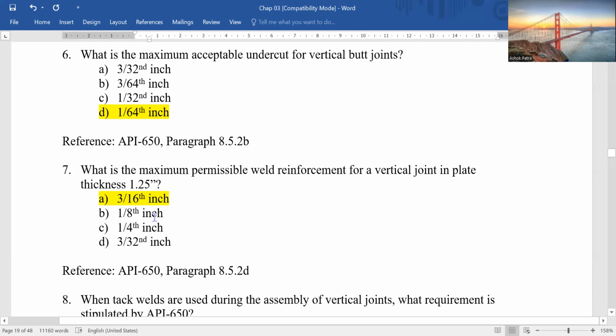Vertical butt joints. What is the maximum permissible weld reinforcement for a vertical joint in a plate thickness of 1.25? Here you have to see the thickness. So you will find 3/16 inch. There is paragraph 8.5.2d.